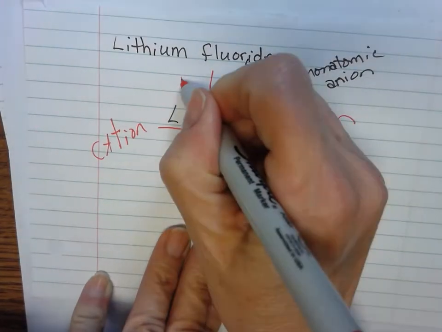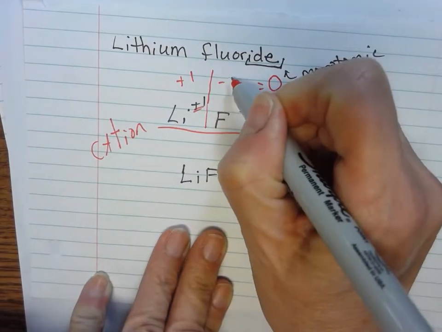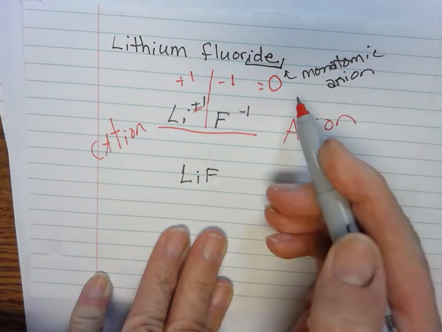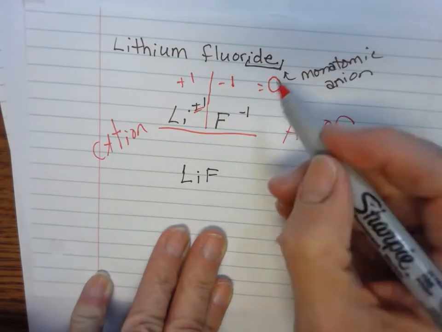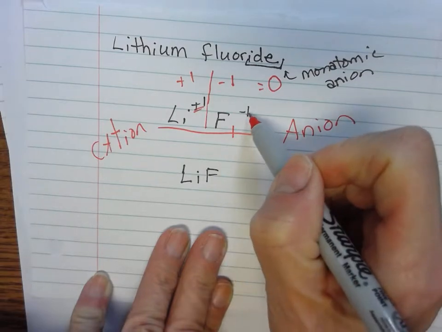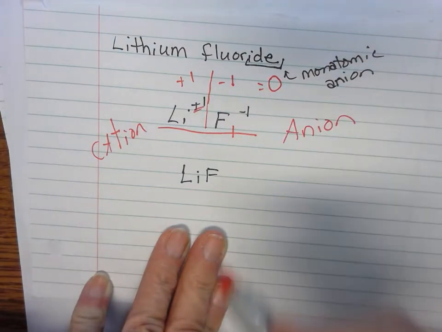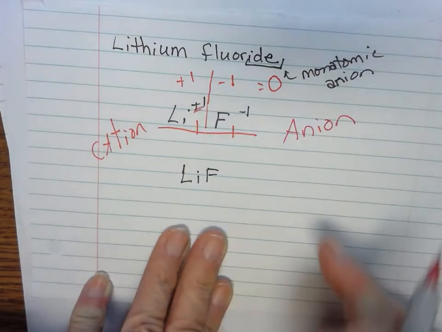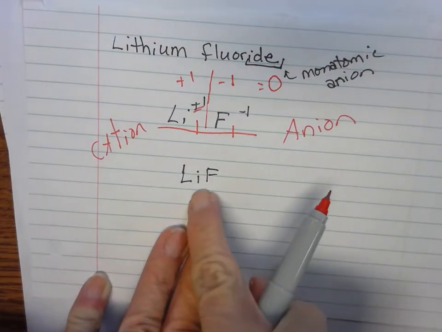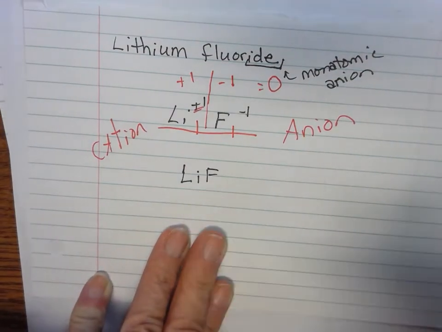So overall +1 minus an overall -1 will give you a 0. You need 1 times -1 to get a -1, and you need 1 times +1 to get a +1. And that's how I got LiF, lithium fluoride.